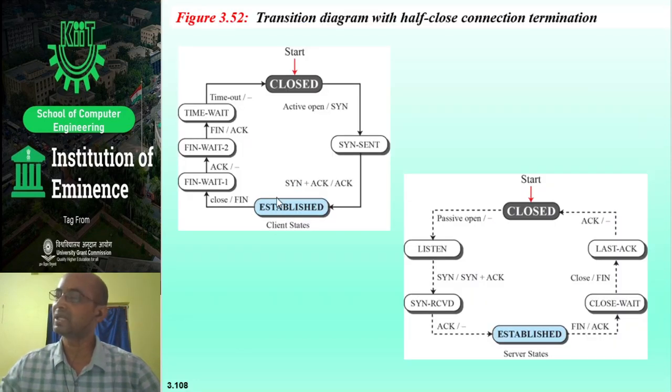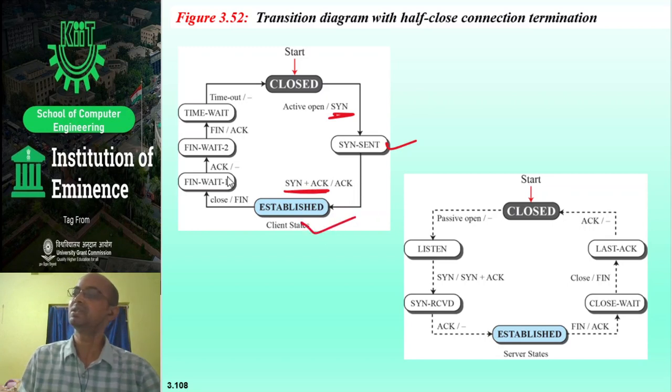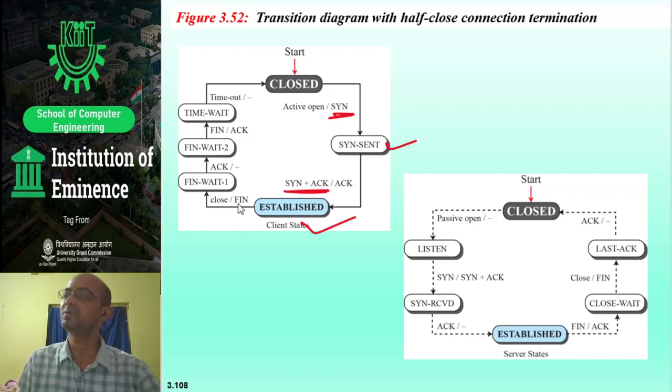Again I am repeating it, starting with closed. It sends the SYN message, SYN sent. Then what does it expect? It expects SYN plus ACK, then it reaches the established state. Next, I finish my data, send the FIN, FIN_WAIT_1, receive the acknowledgement, FIN_WAIT_2. Then receive the FIN, TIME_WAIT, send the acknowledgement, wait for 2 units of time, closed. So this way both parties enter and close, from the closed state through all the states I have explained.